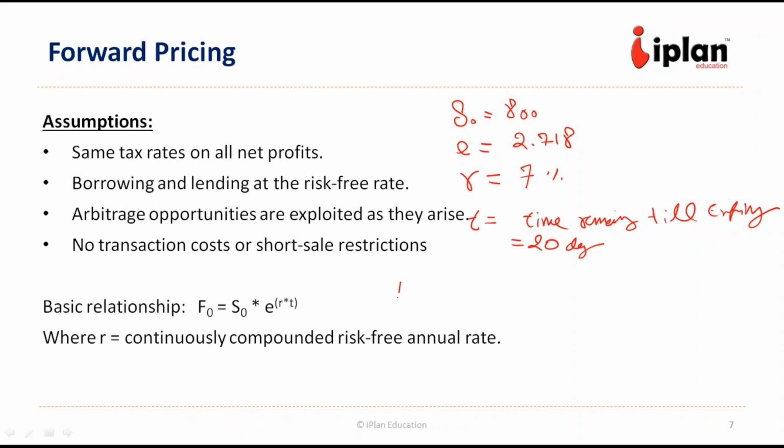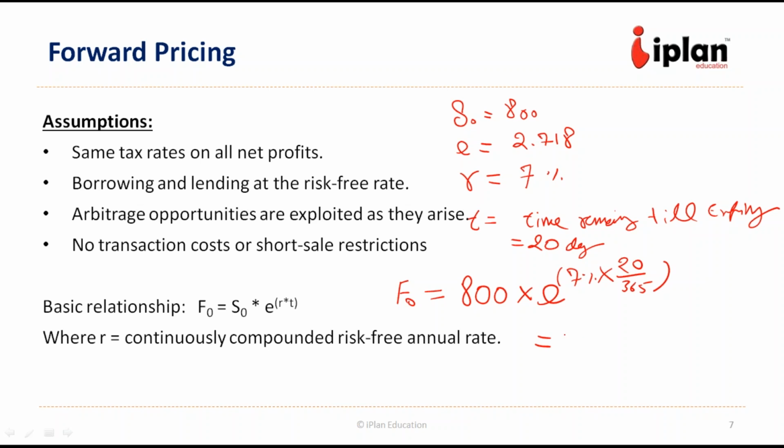So if we put it in the formula, the forward contract price should be equal to, the spot is 800 into exponential, that means 2.718 raised to the power r, the interest rate, so that is 7%, into time. Time is 20 days divided by 365 days. Now why this? Because the interest rate here is given as annualized. The 7% is an annualized interest rate. So I have to take it for 20 days. So I multiply it with 20 and divide it by 365.